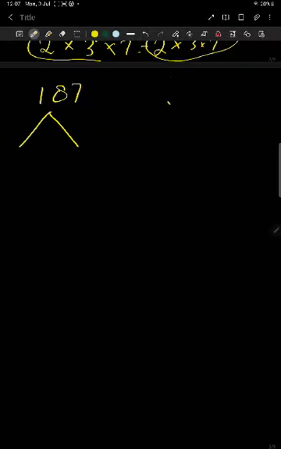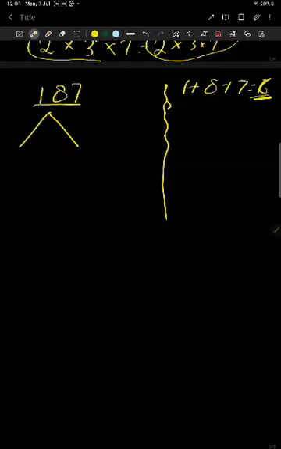So now I will check by the divisibility rules, which I have already learned. I will check with 3. So 1 plus 8 plus 7 gives me 16. 16 is not divisible by 3, so 187 is not divisible by 3. I will not check it with 5 because the last digit is 7. If the last digit is 7, the number will not be divisible by 5. Now I will check by any other number, 7, 9, like this. I will keep on checking.